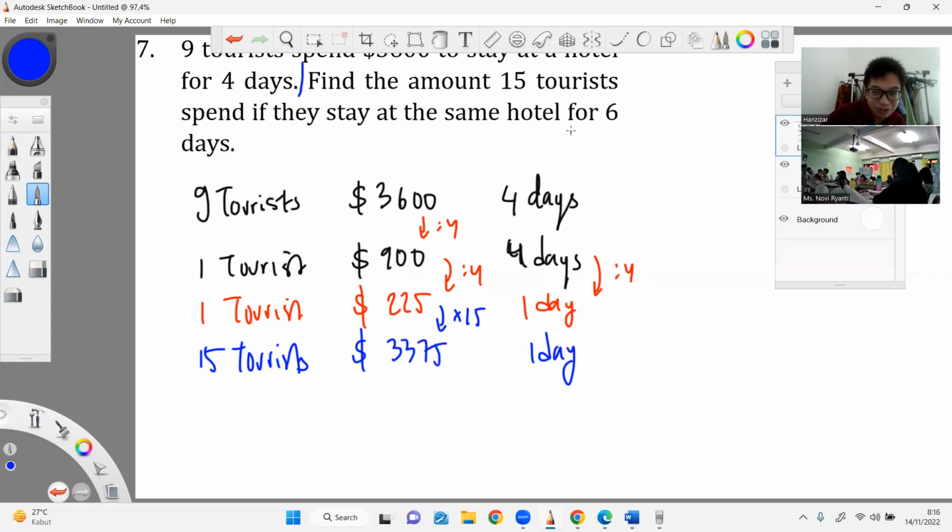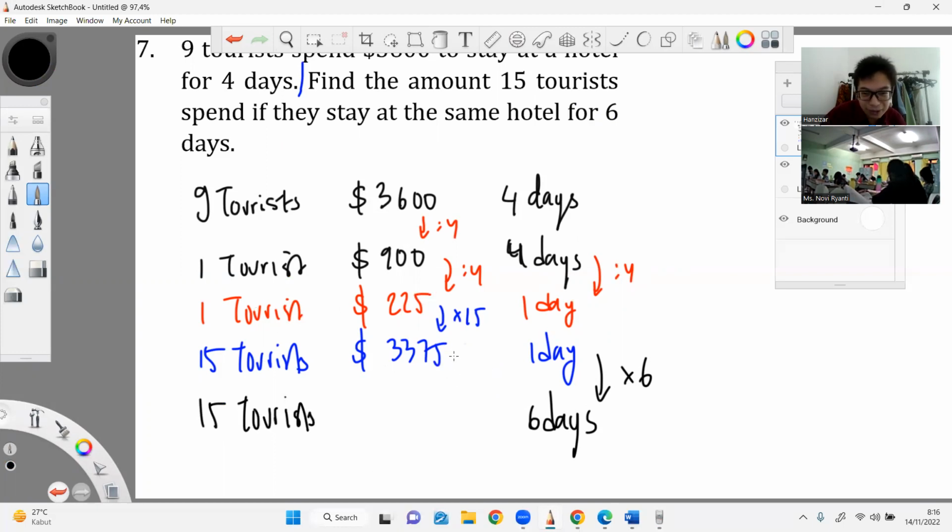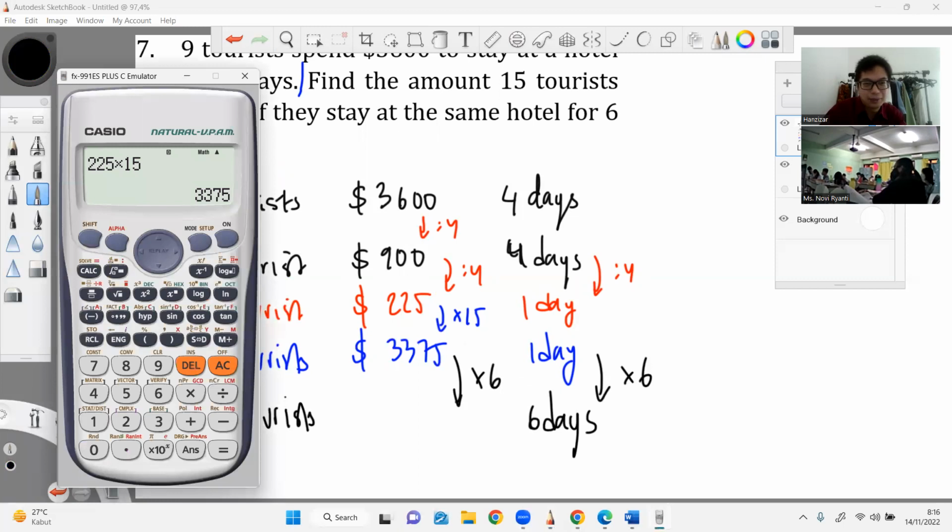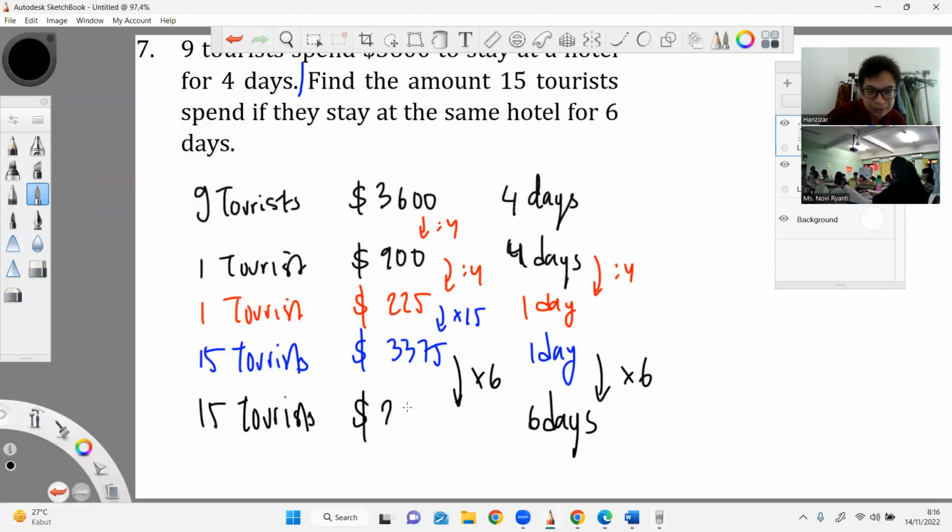But they are asking you not for one day, but 6 days. Last part. Just multiply by 6 directly. The 15 tourists stay the same, no difference. So don't deal with the tourists anymore. Times 6 here. Right? We get $20,250. Nice. That's the answer.